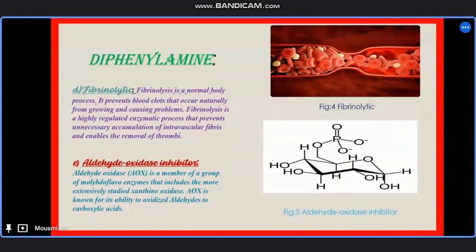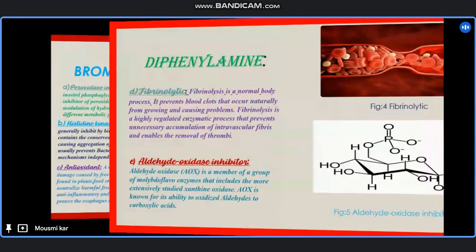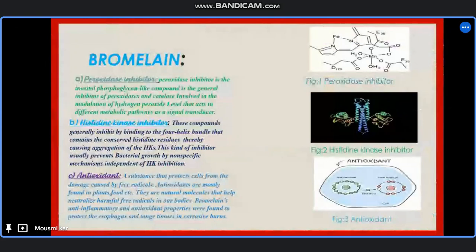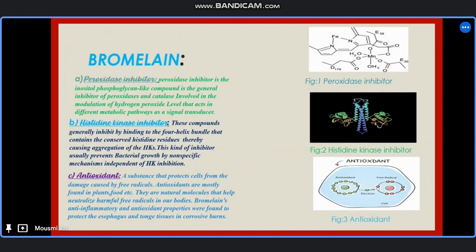So next, bromelain and its bioactivities. First, peroxidase inhibitor. Peroxidase inhibitor is an inositol phosphoglycan-like compound. It is a general inhibitor of peroxidase and catalase, involved in the modulation of hydrogen peroxide level that acts in different metabolic pathways as a signal transducer.